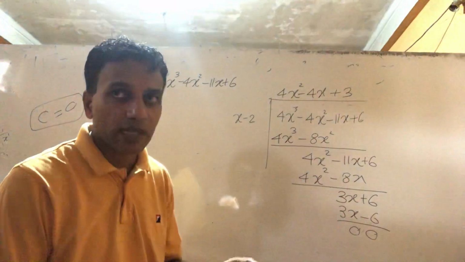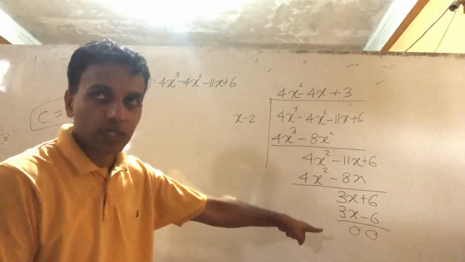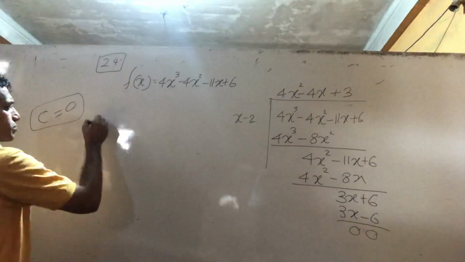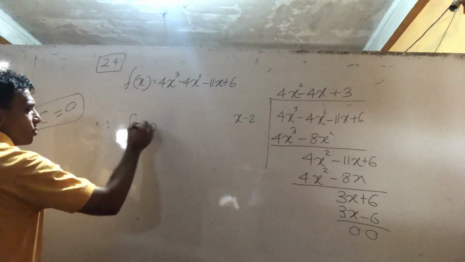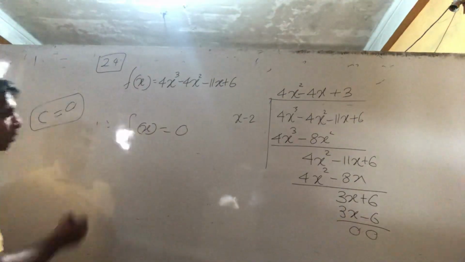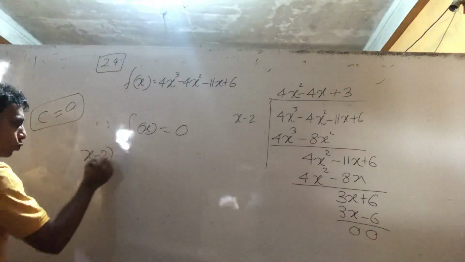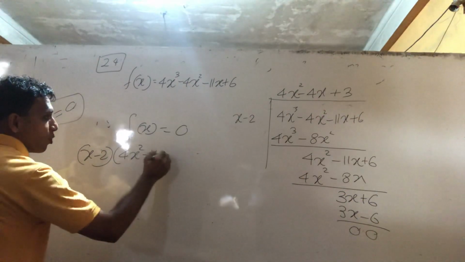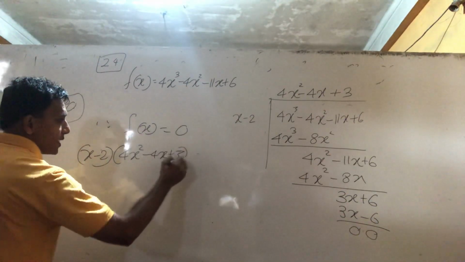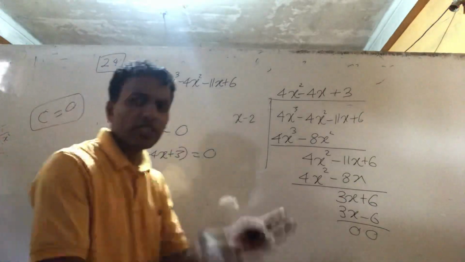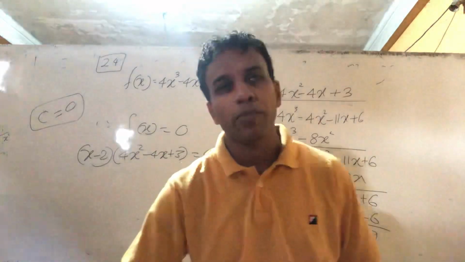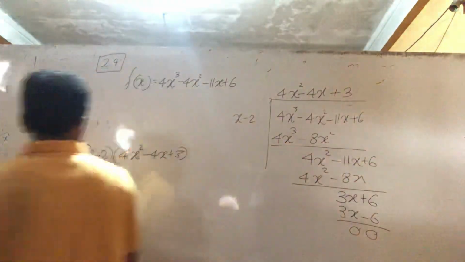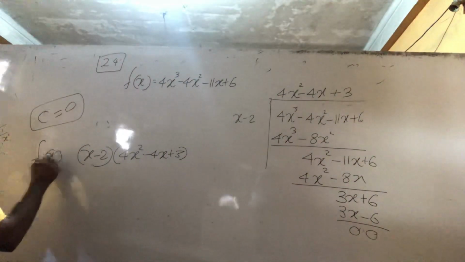If you know one factor, the remaining is a factor, no balance. That's called remainder 0. Therefore, if f(x) equals 0, that means what? x minus 2 into 4x squared minus 4x plus 3 is 0. That's the meaning of f(x) being 0. But they ask to factorize completely, not to make it 0. So this is f(x), and this is the complete factor.